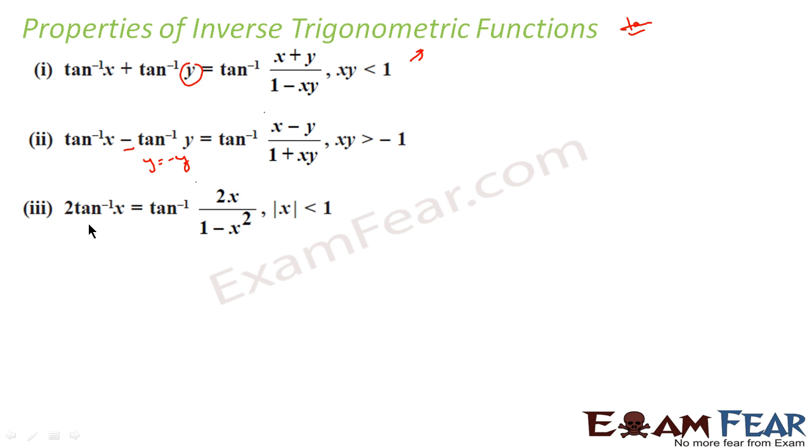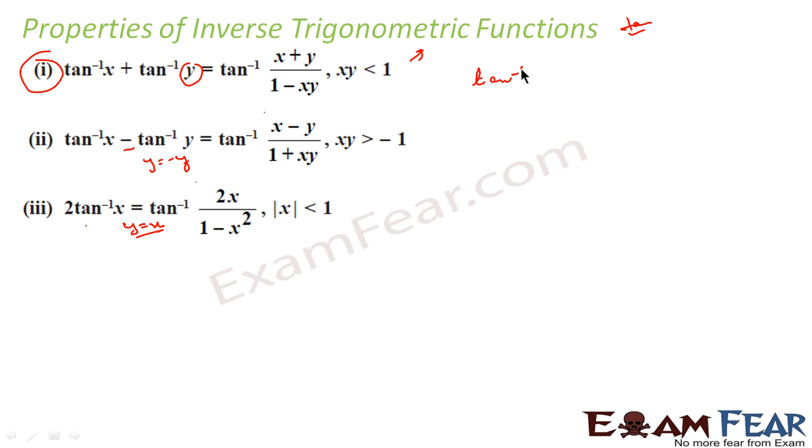In this case, instead of y we have put y is equal to x. So this becomes tan inverse x plus tan inverse x, that is 2 tan inverse x, and this becomes tan inverse of x plus x, that is 2x by 1 minus x into x, that is 1 minus x square. So 2 tan inverse x becomes tan inverse of 2x by 1 minus x square. If you remember the first one, that's all. You can remember these two also by just replacing y with minus y, and y with x, in this equation. So I'll prove the first one for you.